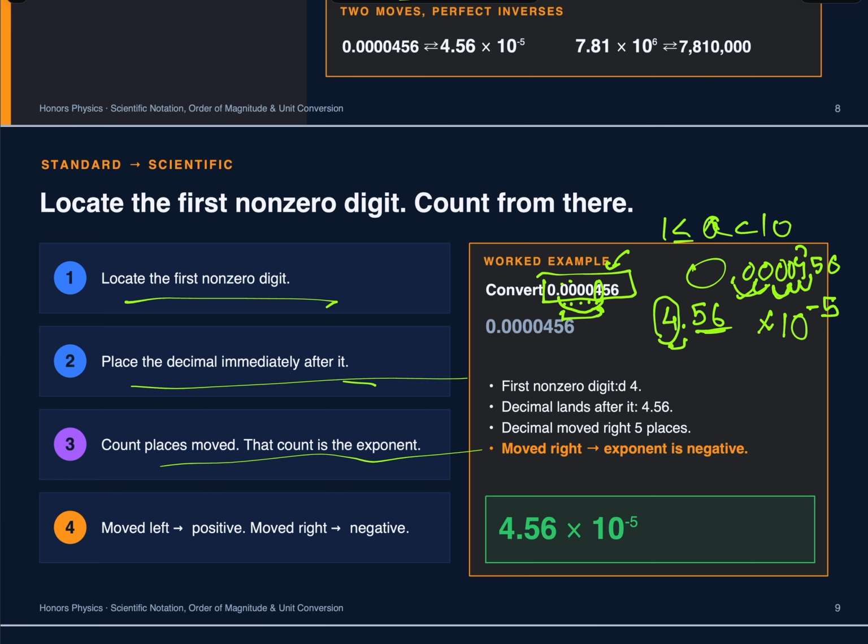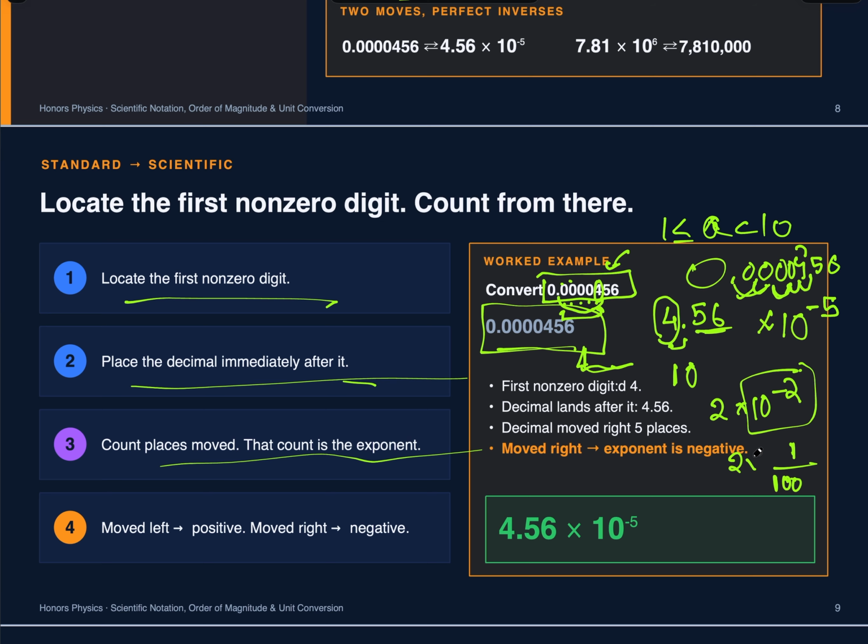Now, do you know why it's negative 5 and not positive 5? Because the number is really small, so it's going to be a negative exponent on the 10. Why is that? Think about it this way. Let's just say 2 times 10 to the negative 2. If you know your exponent rules, 10 to the negative 2 is 1 over 100.